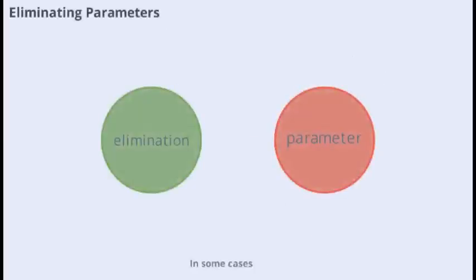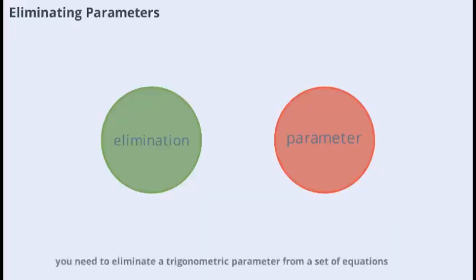In some cases, you need to eliminate a trigonometric parameter from a set of equations. This involves using identities and algebraic manipulation to express the relationship solely in terms of the variables of interest. This skill is essential for simplifying complex problems and finding general solutions.